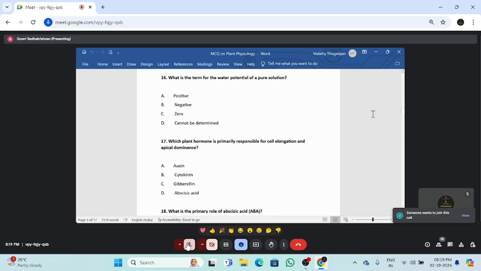What is the term for water potential of a pure solution? Pure solution water potential? There's an experiment to illustrate this, isn't it? How many of you remember that? Zero, ma'am. Yes, it's zero. Pure solution water potential is zero.